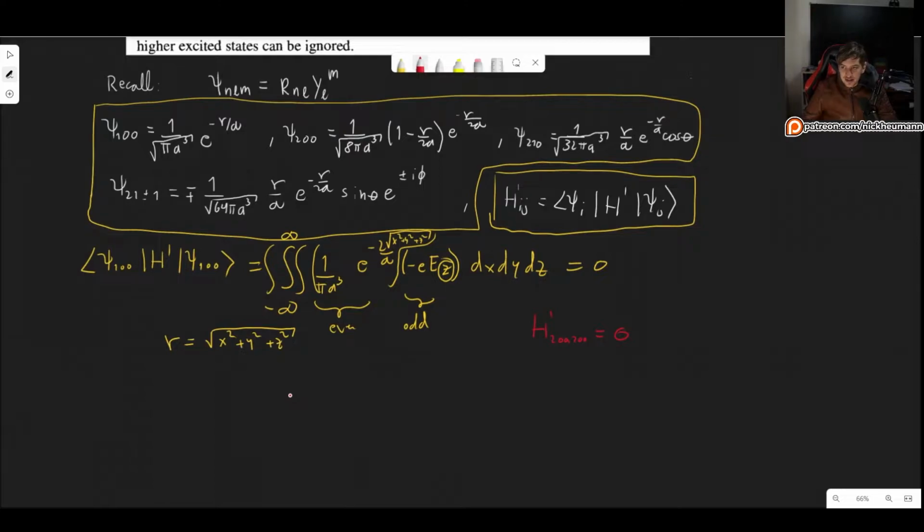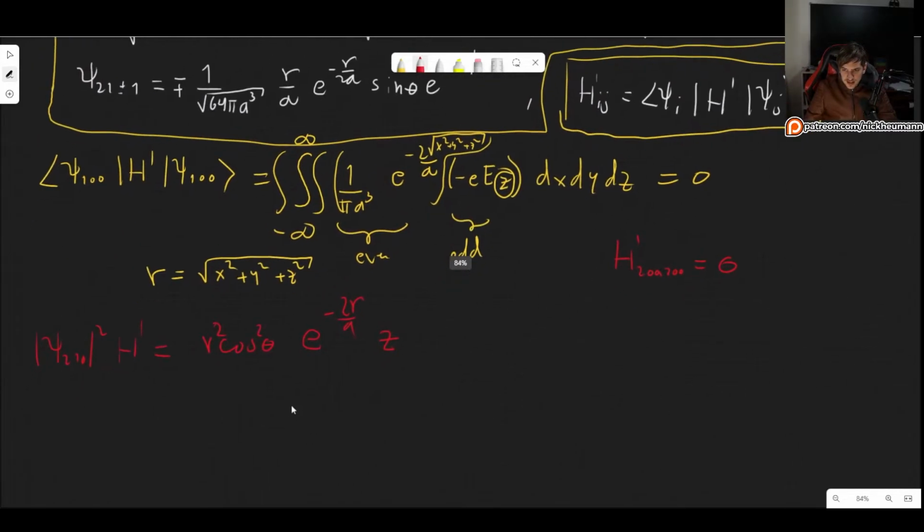Now let's go for state 2, 1, 0, which is this one. So again, the constants will not change the result. If we take a look at the modulus squared times H prime, this time we get r times cosine theta. This is squared, so r squared cosine theta squared. I'm going to ignore this 1 over a because it's a constant. And then we have e to the minus 2r over a, and all of this times z.